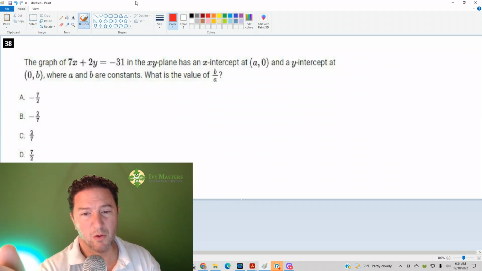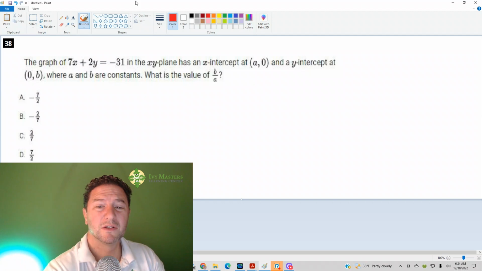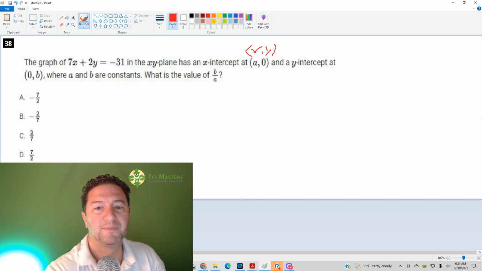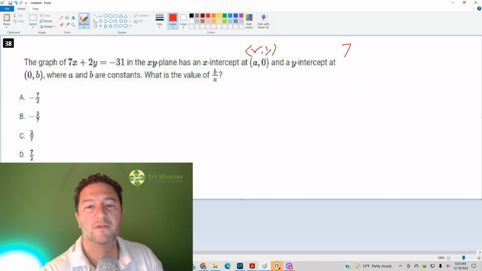So whenever you have a coordinate in an equation, it makes sense for you to plug them in. So here we've got a comma 0. We could solve for a. So this is another way to say x comma y. So in place of x, I'm going to put a. In place of y, I'm going to put 0. And then the equation becomes, I'll write it over here, 7 times a plus 2 times 0 equals negative 31.